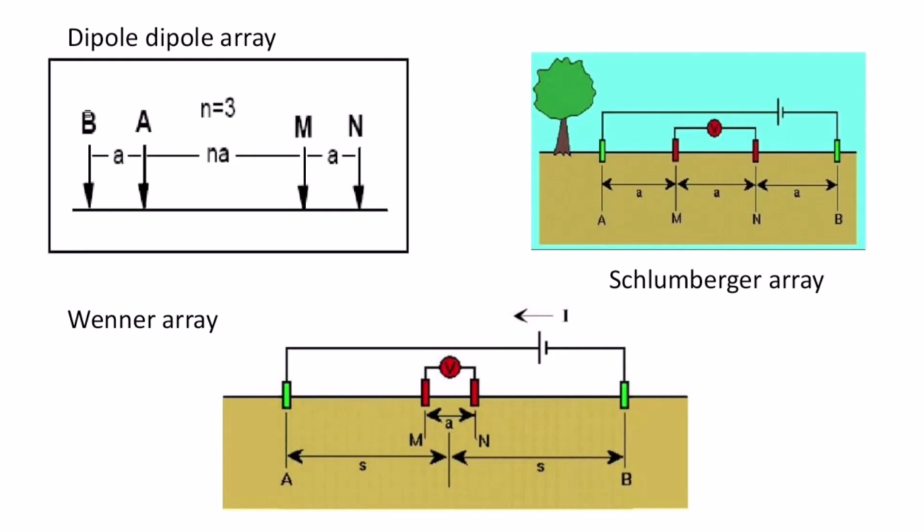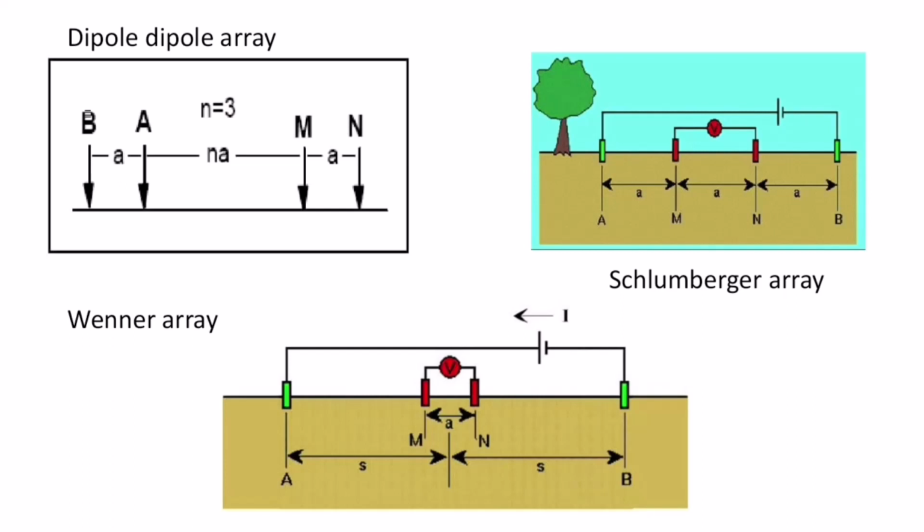Secondly, what is the Schlumberger array? The Schlumberger array is an array where four electrodes are placed in line around a common midpoint. The two outer electrodes, that is A and B, are current electrodes, and the two inner electrodes, that is M and N, are potential electrodes placed close together.